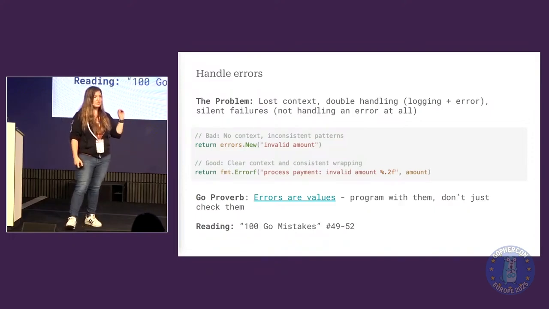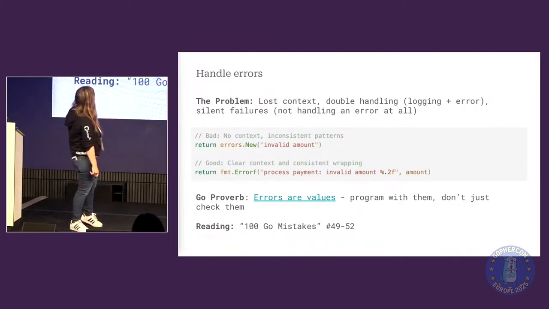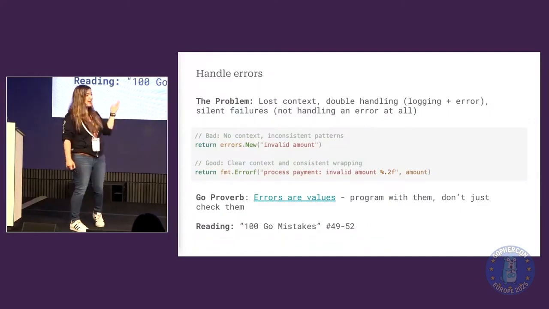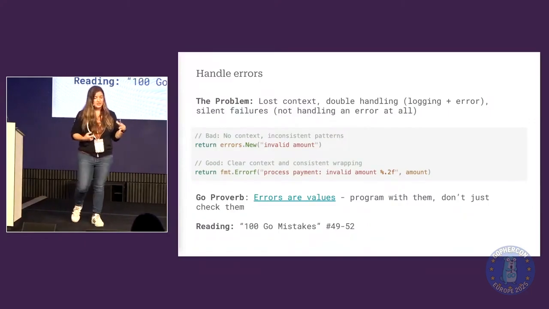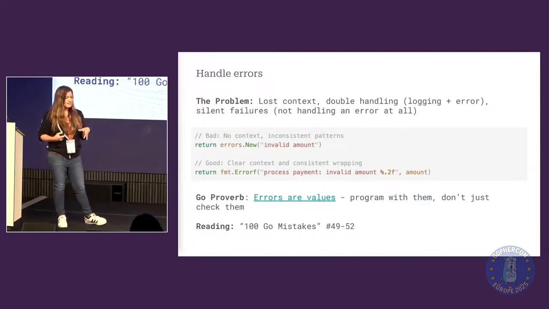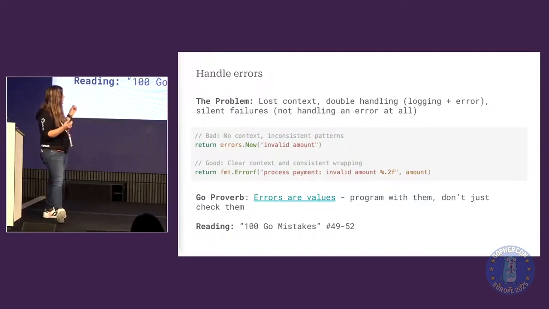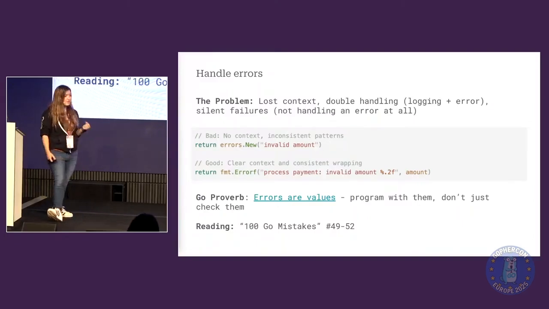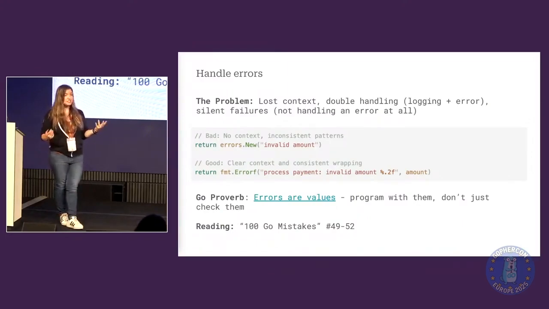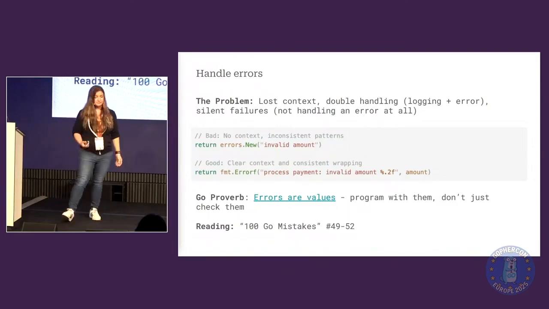This is a great spot to start refactoring the application and trying to find a consistent way to handle your errors. Not necessarily saying that they all have to be wrapped, but having one way that you do it is going to bring the rest of the application together. Over time, the different ways that errors are handled tend to drift, so bringing them all together is a great spot to start. One of the Go proverbs: errors are values. Program with them. Don't just check them. This is really important because they are just as important to your application as values are.